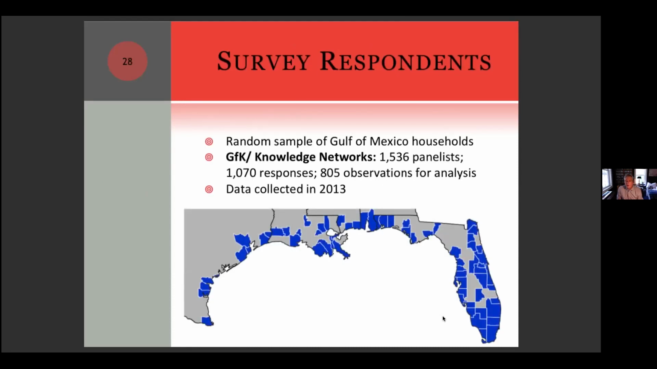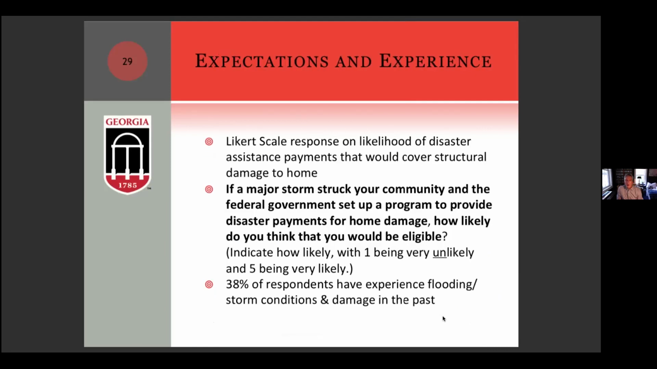So this shows you where the households are in the data set. We ask people how likely they think they would be eligible for disaster payments that would pay for home damage. And in reality, these are rare and they're not super generous. You don't often get disaster assistance to pay for home damage. You would get disaster assistance to pay for temporary housing or humanitarian or food assistance.